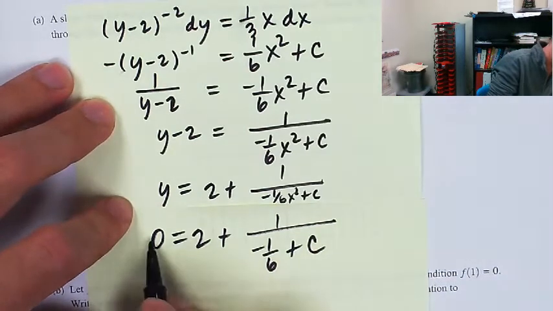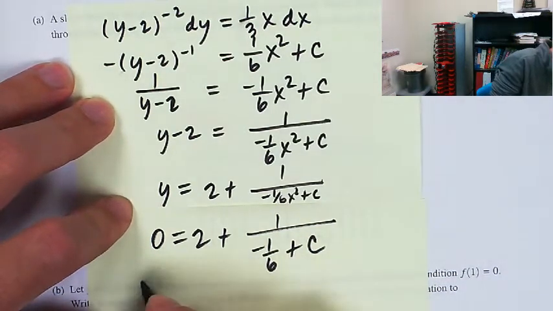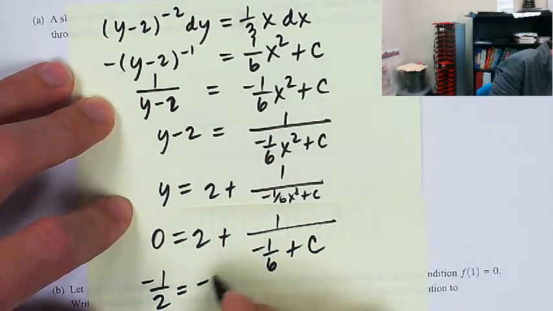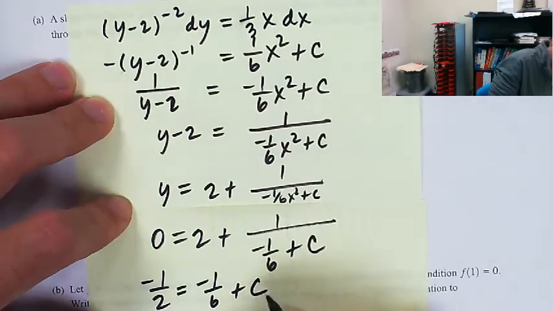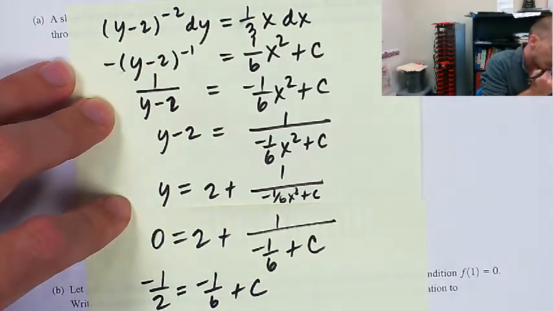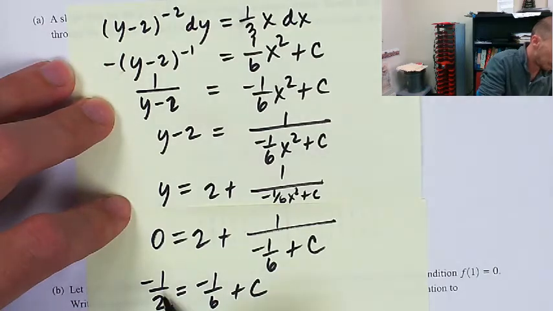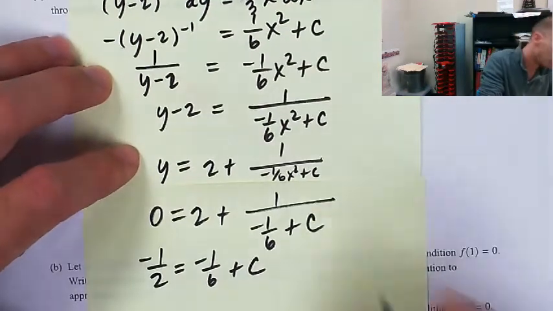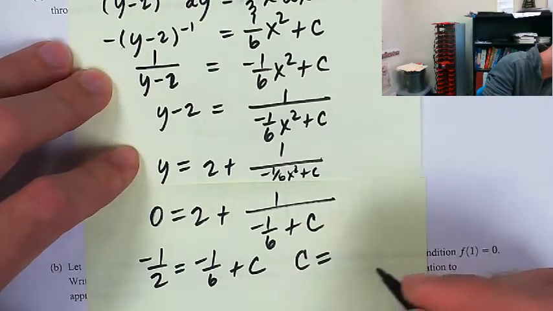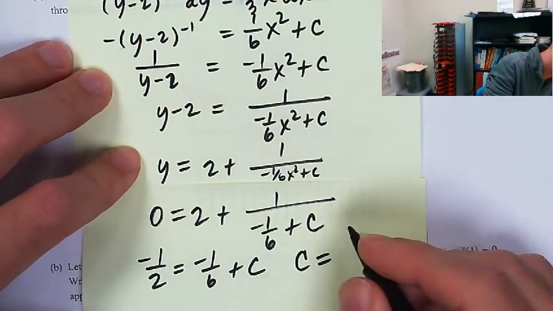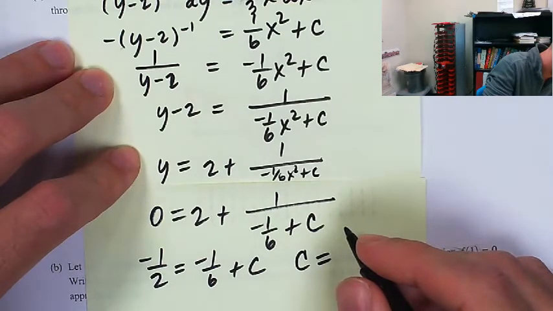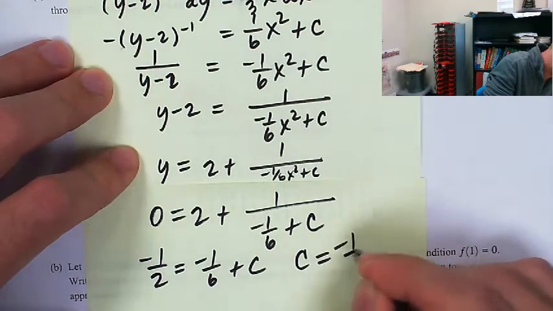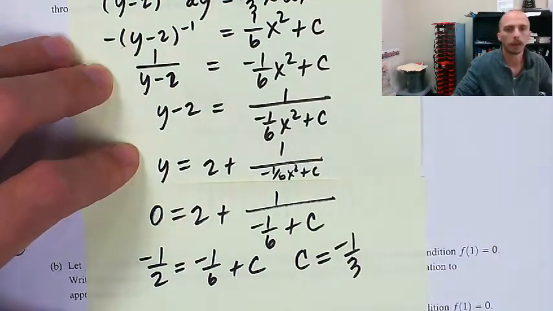So I'm going to go over here, negative 2, flip it, so negative 1/2 equals negative 1/6 plus c. And I'm going to add a 6th, so negative a half minus a 6th, that's a third. It's one of my most useful arithmetic facts. So c is going to be equal to negative 1/3. Right? Is there tension in here today?